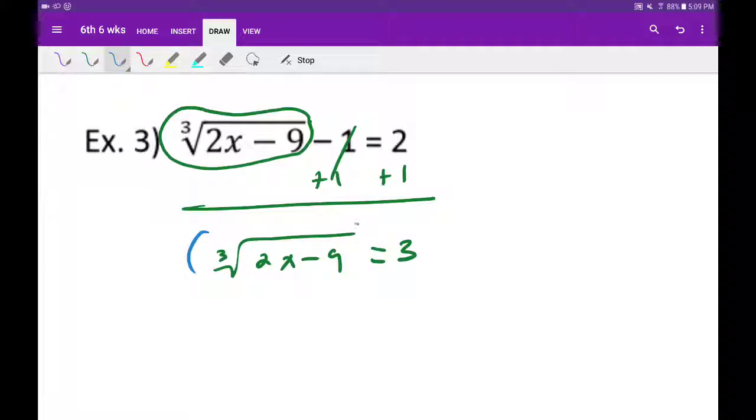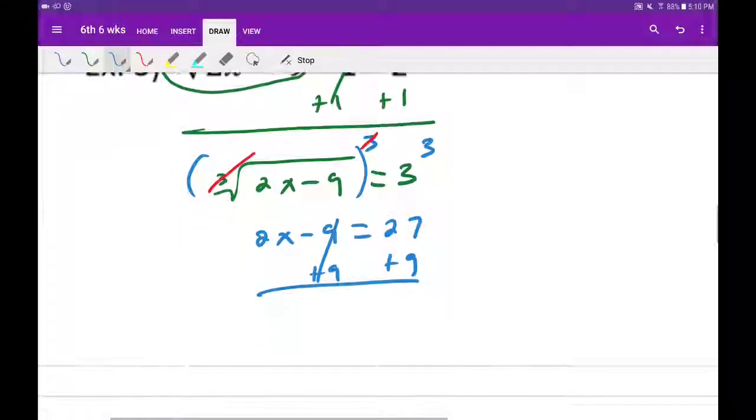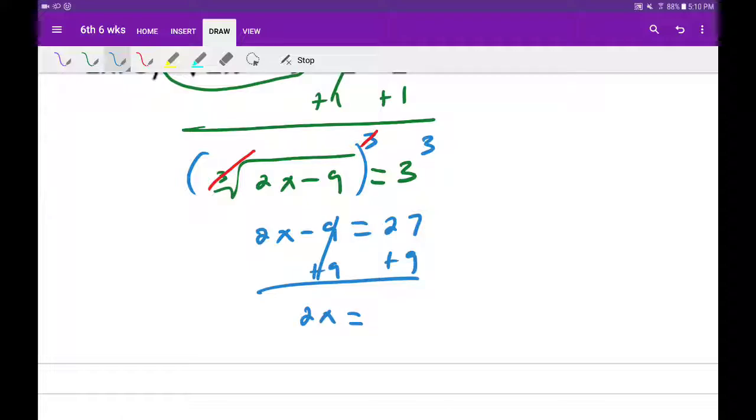Okay, we'll exponentiate those 3's there. And on the other side too, those cancel. And we have 2x minus 9 equals 27 again. Add 9 both sides. Get 36. Divide by 2 both sides. And we're going to get x equal to 18.